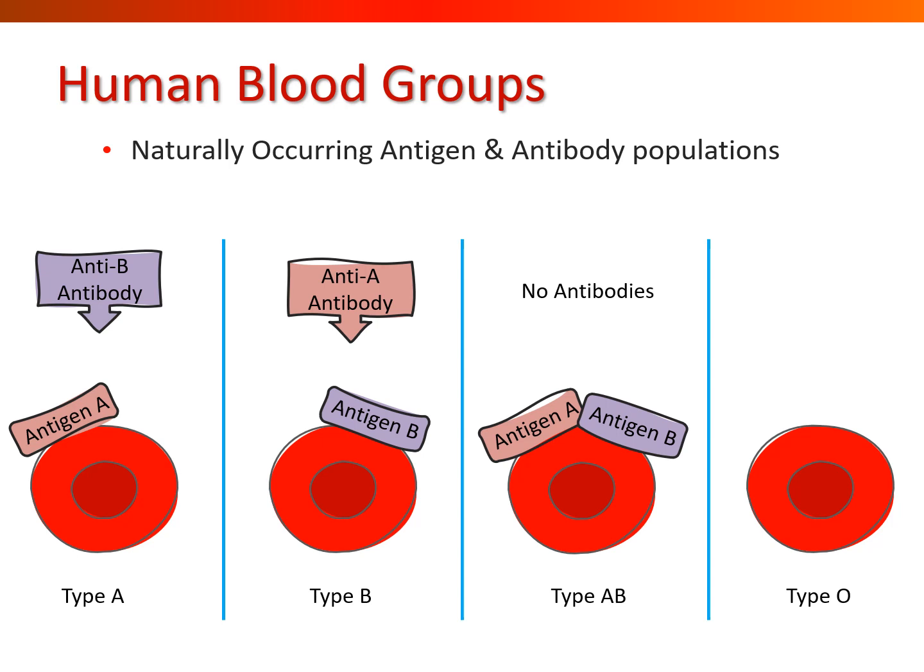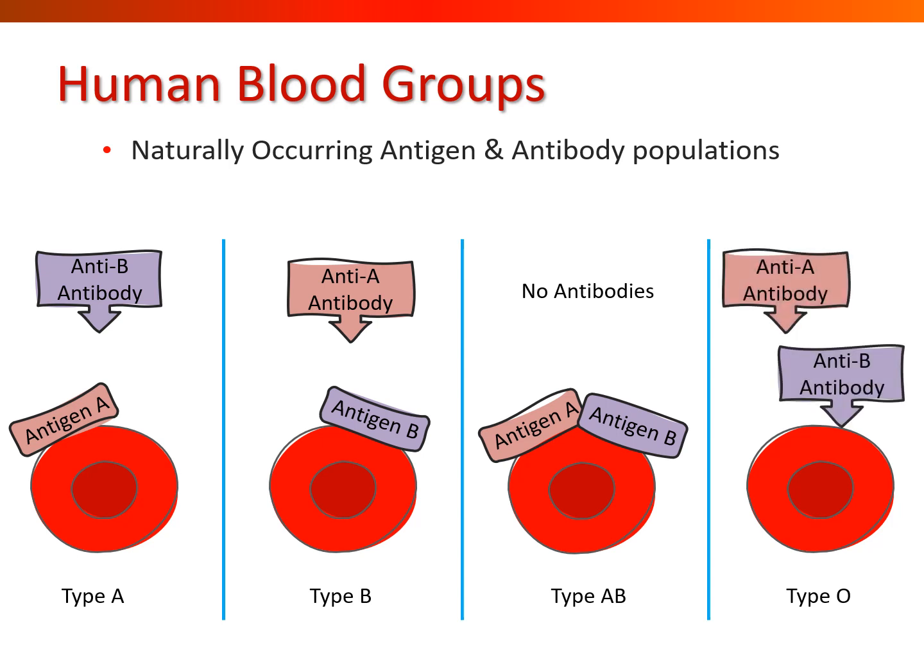However, the person who is blood type O, because they don't have either one of the antigens on the red blood cell, will make both anti-A and anti-B antibodies. So now we get a clearer picture about what type of red blood cell we might be able to introduce into each one of the blood types. So let's actually do a little exercise where we do that.